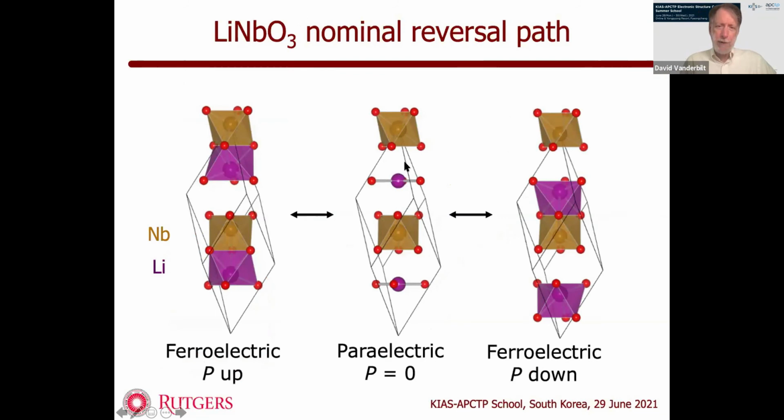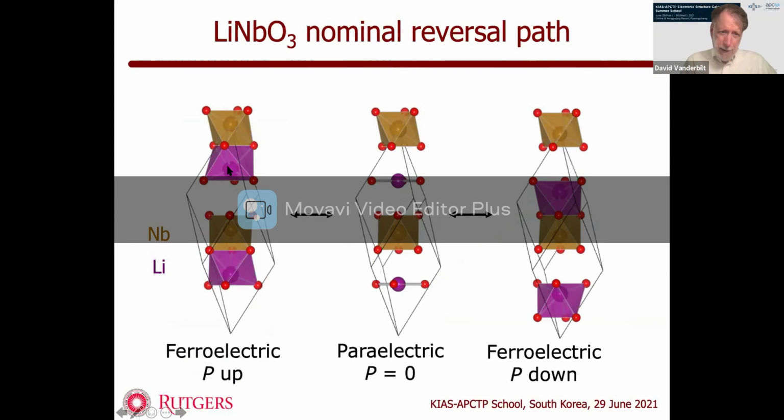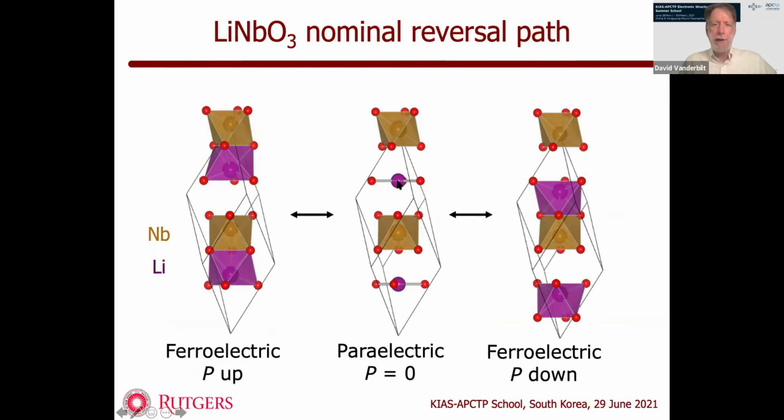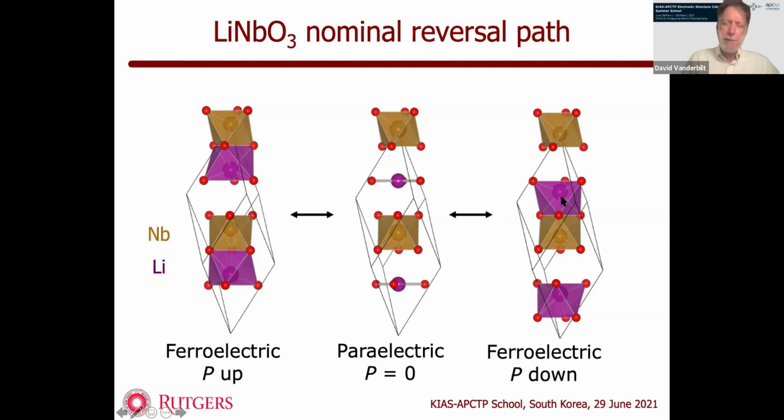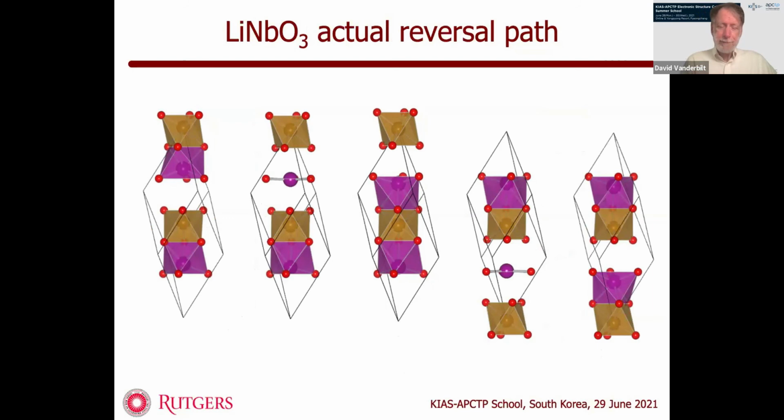The naive picture would be that there's a lithium hiding in the middle of this purple octahedron, and that the lithium would move down. The barrier position would be for the lithium to be in a centrosymmetric, high symmetry position in the oxygen layer, and then it would move down. And once it moved down, we would be in the ferroelectric down state. So that's what we expected, and we did the calculation, and we found that's not what happens. So this was kind of interesting.